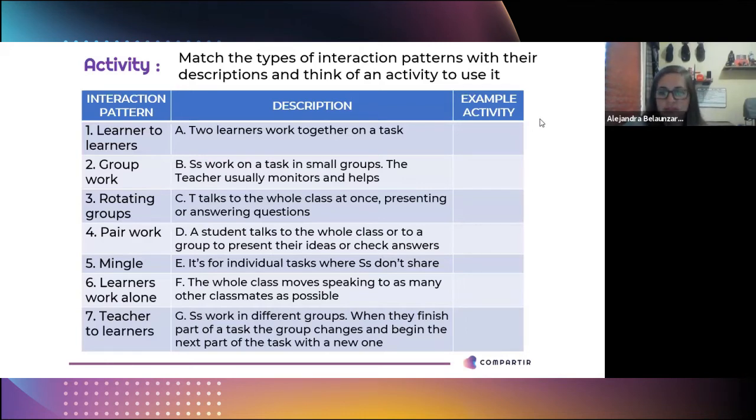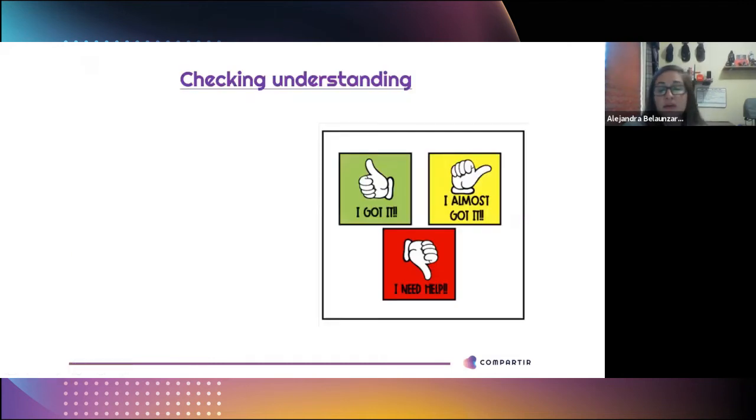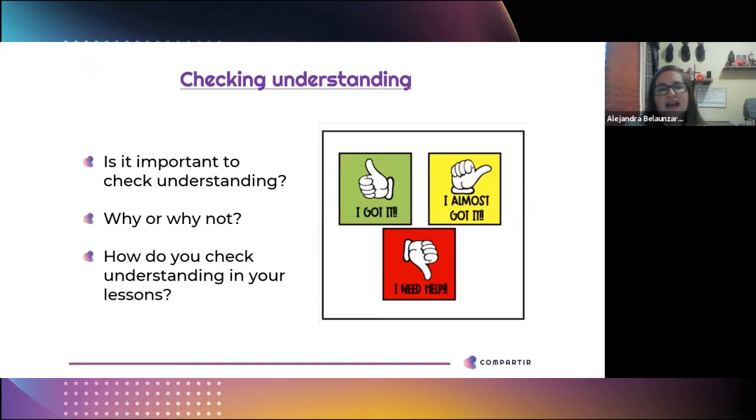So we're going to move to the next element, which is checking understanding. Do you think it's important to check understanding? And what are ways in which you check understanding in your lessons? Yes, okay. As teachers, we know that it's very important to check understanding, because if I don't know if my students are getting the idea, then there's no use for me to continue in the lesson, definitely.